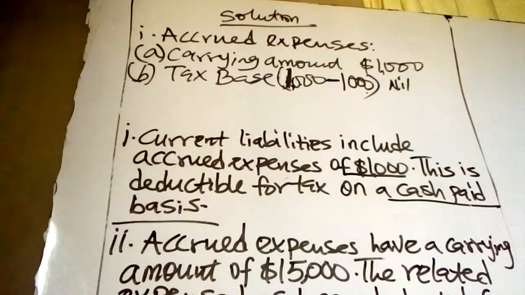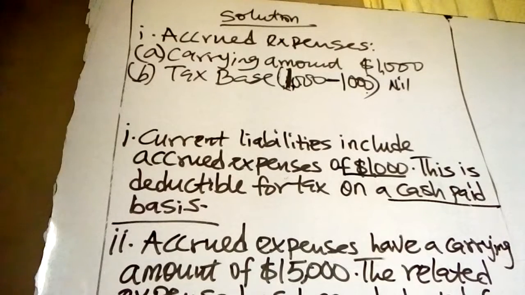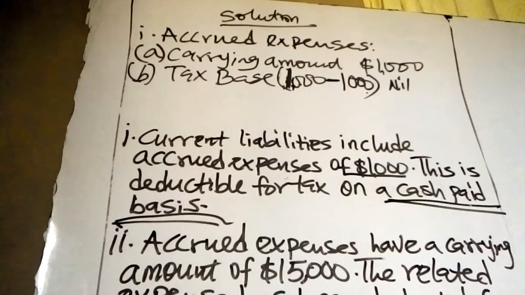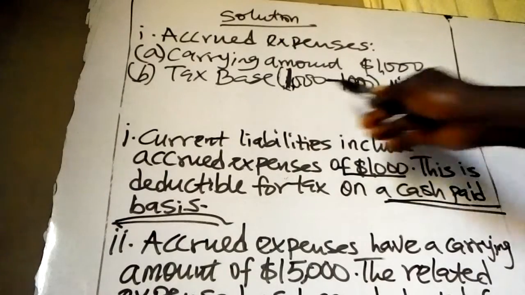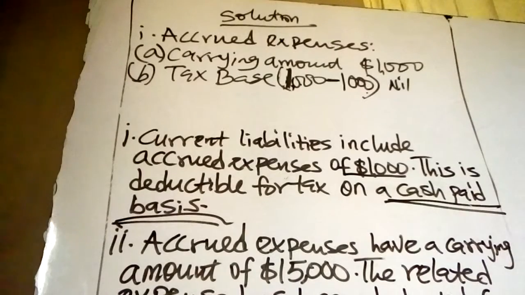Since the accrued expenses of $1,000 has not been paid, and is to be included in the tax computation when it is paid, that is on cash basis. It's to be included in the tax computation when it is paid. Therefore, $1,000 will still be included in the tax computation in the future when it is paid. Therefore, the tax base will be 1,000 minus 1,000, which is nil. That is for accrued expenses.